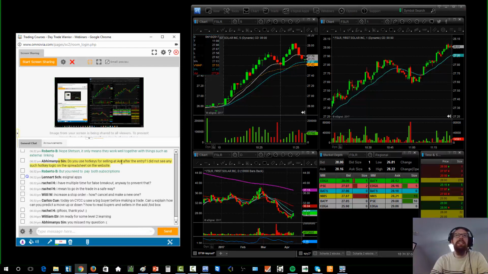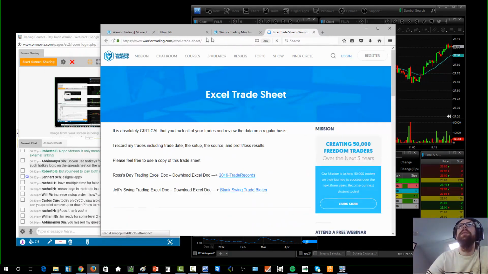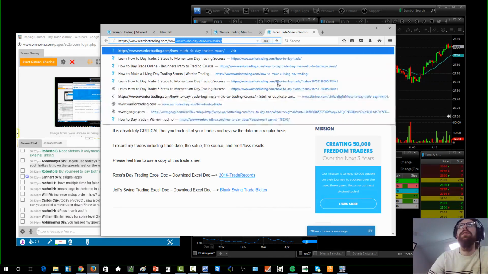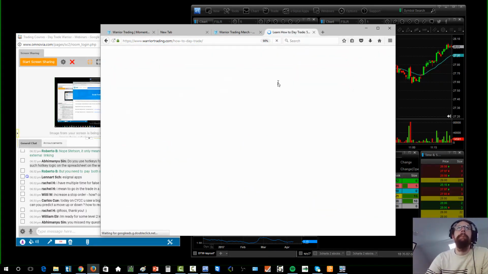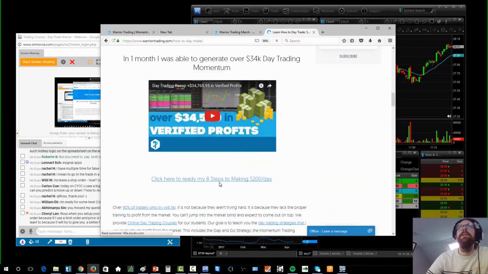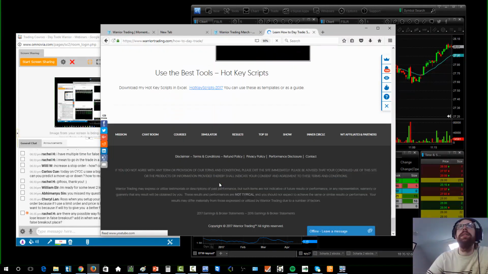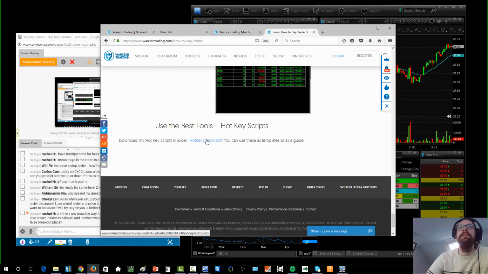Do you use hotkeys for selling at the ask after the entry? Yes, and let me just check that spreadsheet because I thought that those were on there. Oh, you know what? No, that's not it. Let's see, how to day trade. So let's see, scroll down. I know it's at the bottom of this page that I have a link to the hotkeys that I was using. So hotkey scripts 2017.